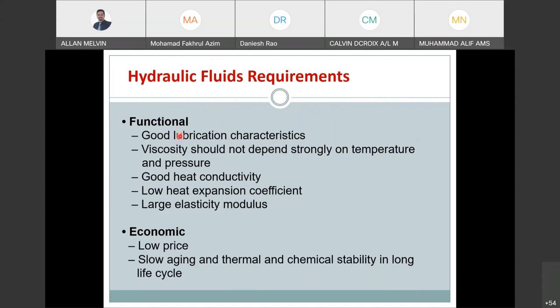Okay, so functional. Before you choose, make sure it provides good lubrication characteristics. Okay, so it must produce good lubrication. Okay, the viscosity should not depend strongly on temperature or pressure. Meaning a temperature or pressure change shouldn't change the viscosity.